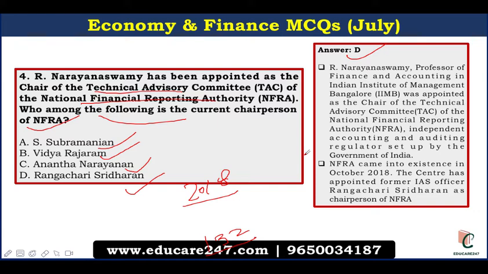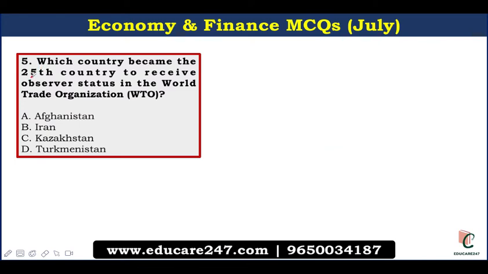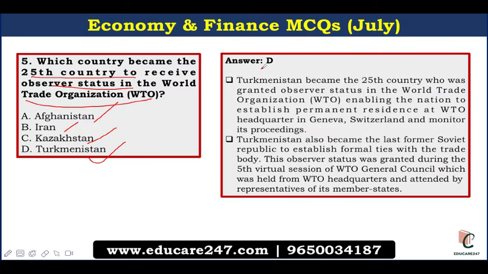Moving on to the next question. Which country became the 25th country to receive observer status in the World Trade Organization? And the options are A. Afghanistan, B. Iran, C. Kazakhstan, or D. Turkmenistan. And the correct answer here is D, that is Turkmenistan. The country became the 25th one who was granted observer status in the World Trade Organization.